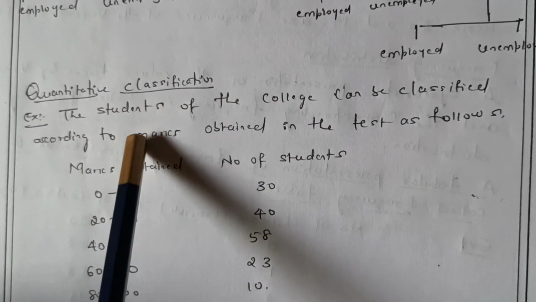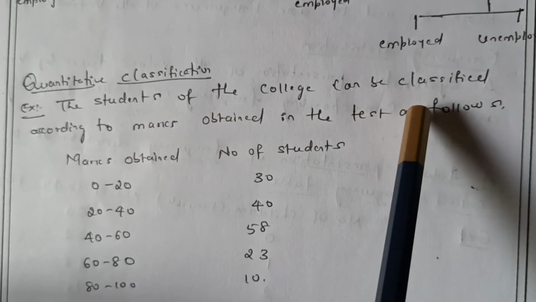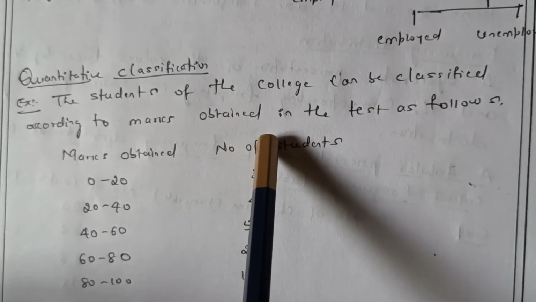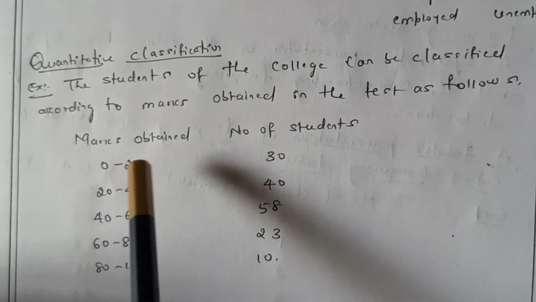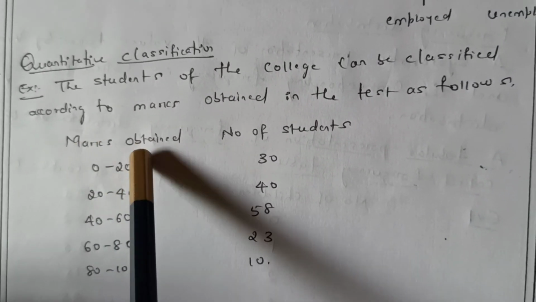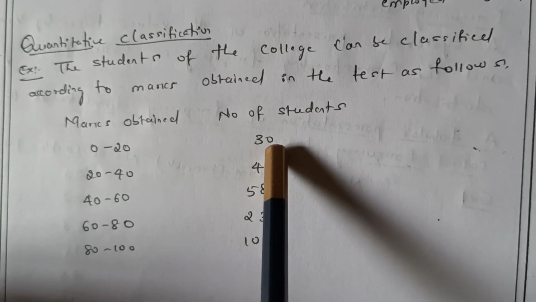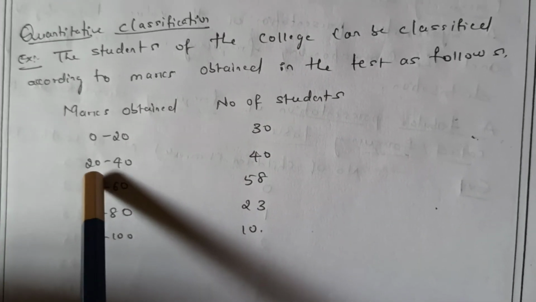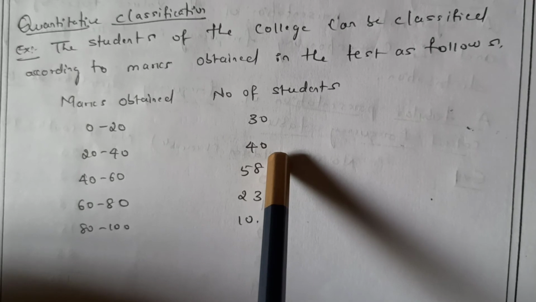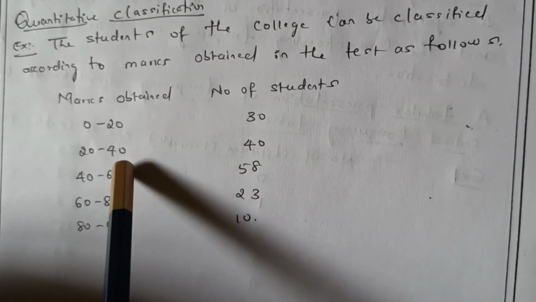Next we have an example for the quantitative classification. Here you can see the students of the college are classified according to the marks obtained in the test. These are the marks obtained from 0 to 20, and the number of students is 30. For marks from 20 to 40, the number of students is 40. So this is like quantity.